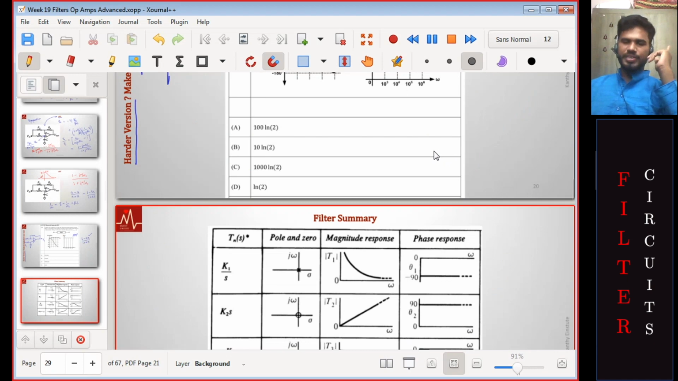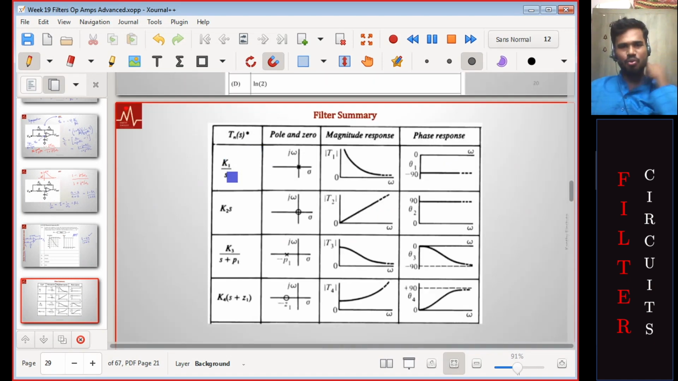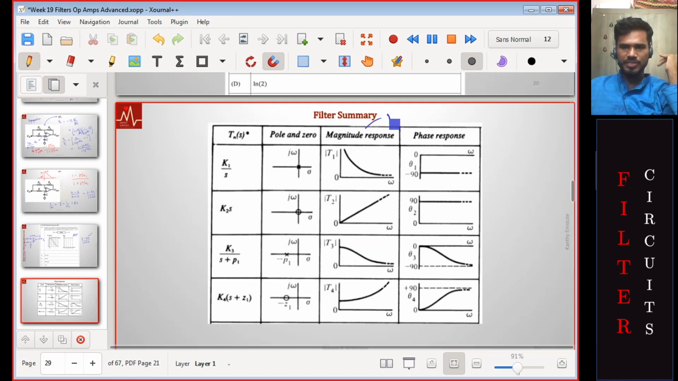There are a few more things with filters. Notice, there is a pole at the origin. These are magnitude responses, not in decibels, not in dB scale, and these are also supposedly exact, not Bode approximations. There is a pole at the origin, it drops roughly. There is a zero at the origin, it goes like this. There is a pole somewhere, it remains a constant.